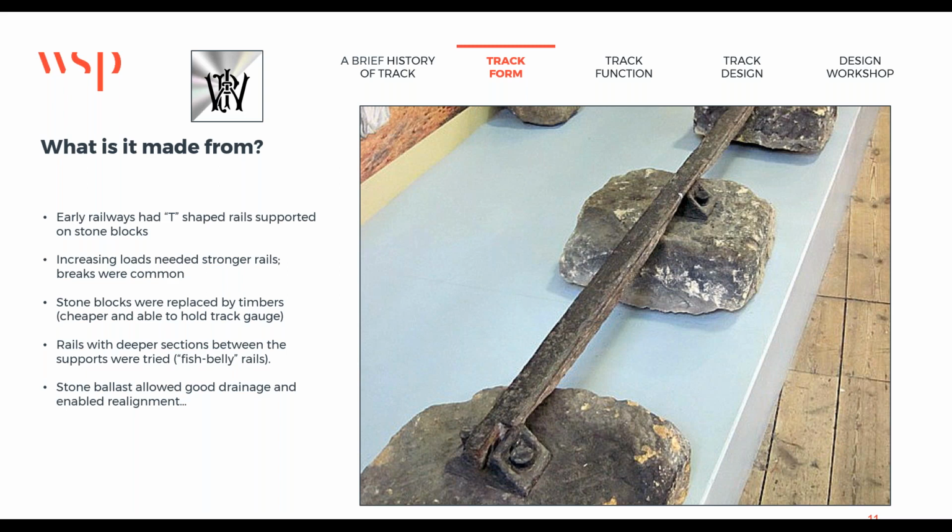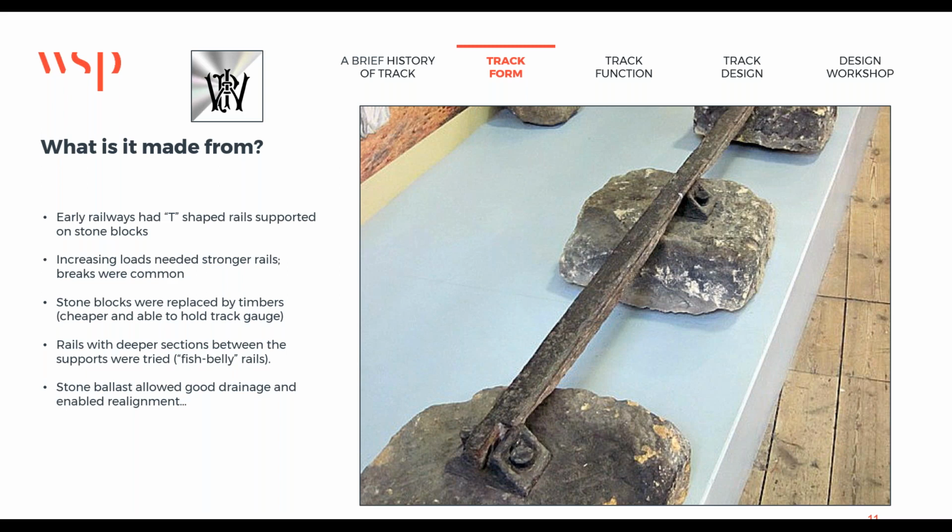Okay, well, let's go and look at what it's made from, this thing called track. So when the Stockton and Darlington Railway opened for business in 1825, first passenger steam-drawn local railway, it was constructed using 15-foot long T-shaped rails supported in chairs, because that's what they looked like, on top of stone sleeper blocks set at about 3-foot spacings. The rails weighed 28 pounds per yard, not very heavy at all.